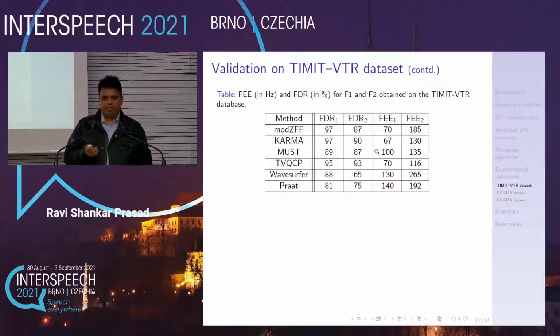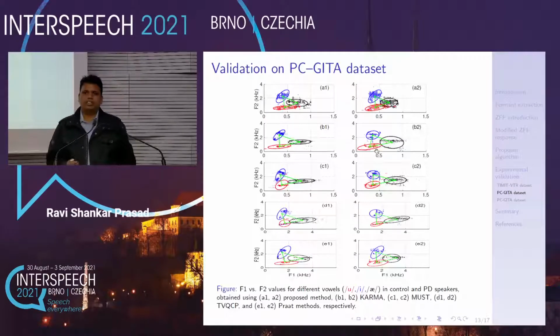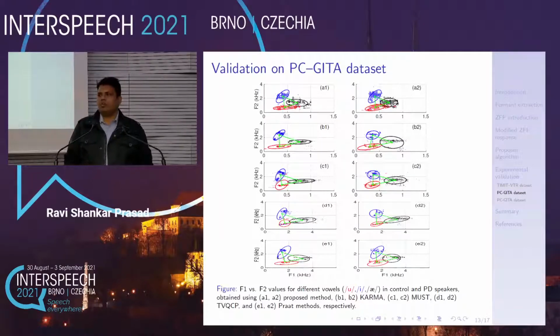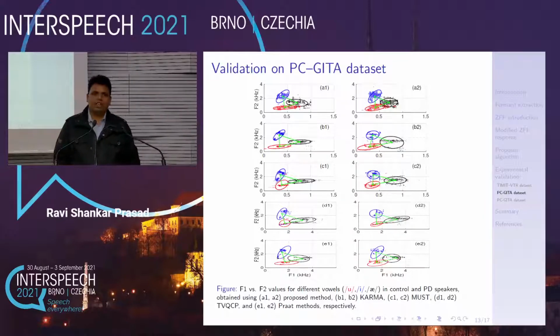And for the PC-GITA database, we tried to derive a vowel triangle because in atypical speech, especially in Parkinson's, there are motor disorders which lead to troubles in articulation of formants. That's why they lead to expansion of the formant triangle, the vowel space area. So we tried to plot this vowel space area derived by our method versus other methods for typical and atypical speech present in the PC-GITA database.